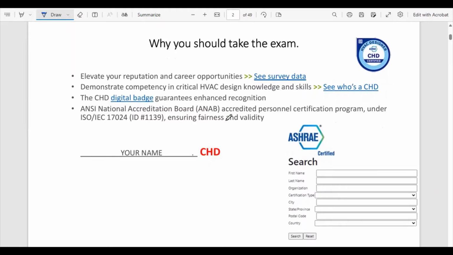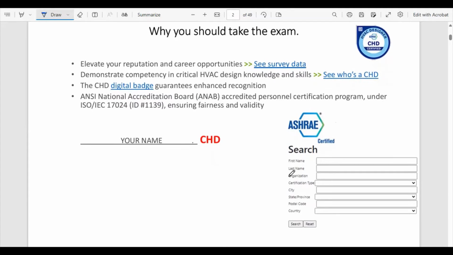And also, if you pass this exam, you can be found in the ASHRAE's search box in the database, and that elevates your status as a HVAC designer.